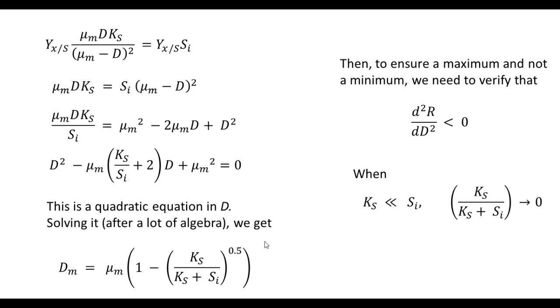If you see here, Ks plus Si, in this case Ks is much less than Si, so I can replace this with Si. Again, if you consider the numerator by denominator, Ks is much less than Si. Therefore, in other words, the denominator is much larger than the numerator. Therefore, this term actually is tending to 0. That's what is meant here: Ks by Ks plus Si is 0. And therefore, when this term goes to 0, Dm is approximately equal to mu m, or it is approaching mu m here.